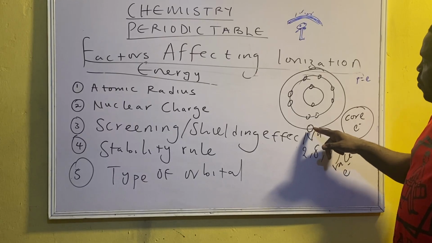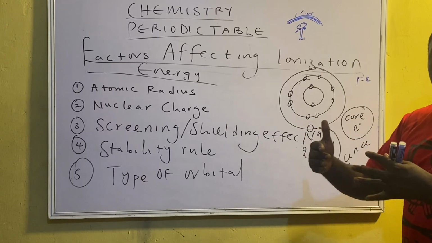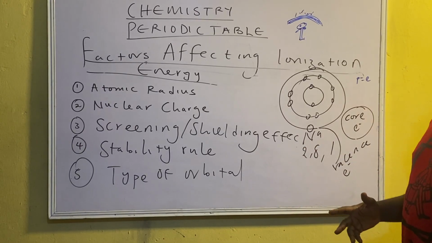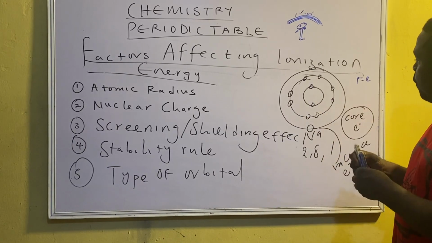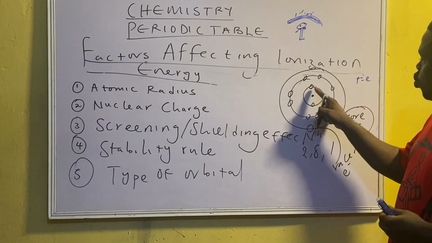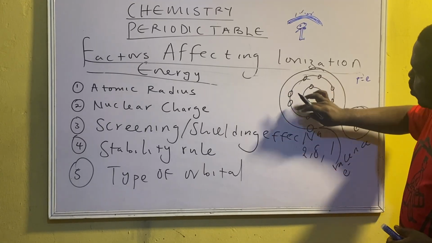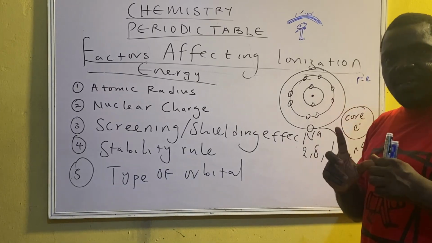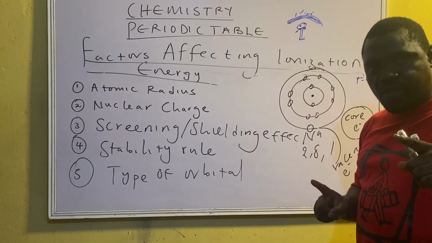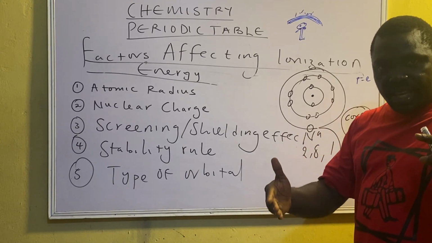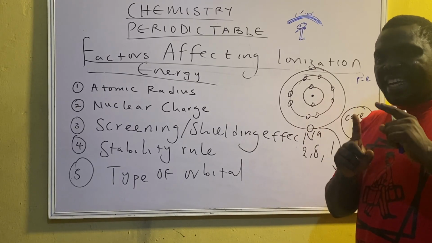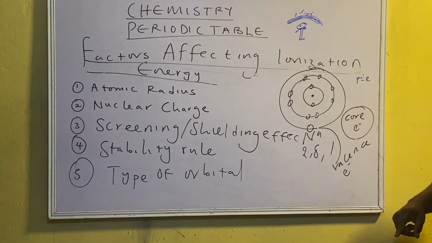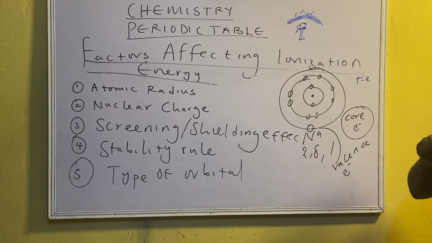Now, what is happening here? This particular valence electron is being shielded, being screened, being protected by whom? By the core electrons, by this core electron and this core electron. So what then is the screening effect? The screening effect is the repulsive force that is exerted, listen to this, by the core electrons on the valence electron.